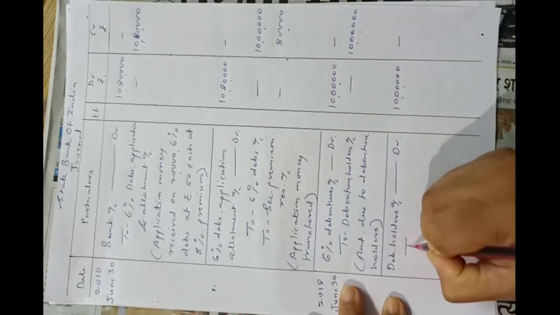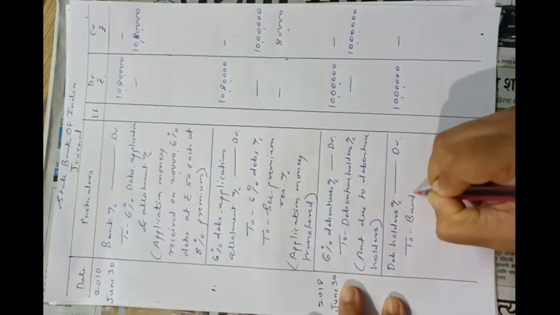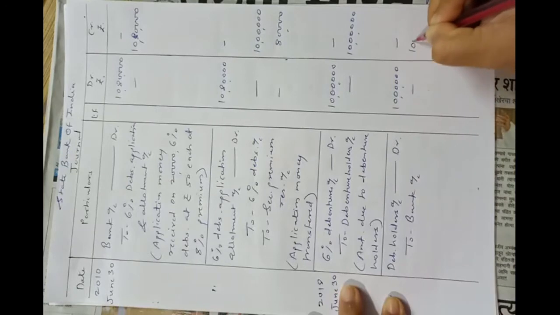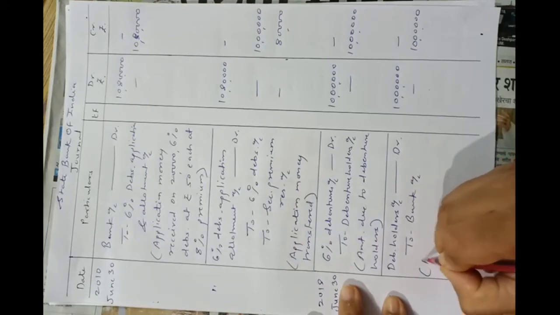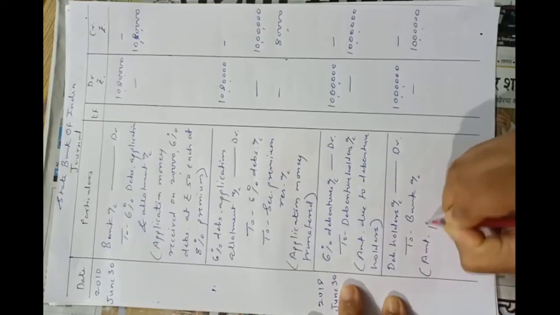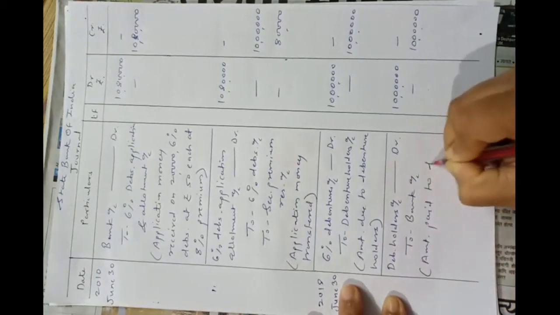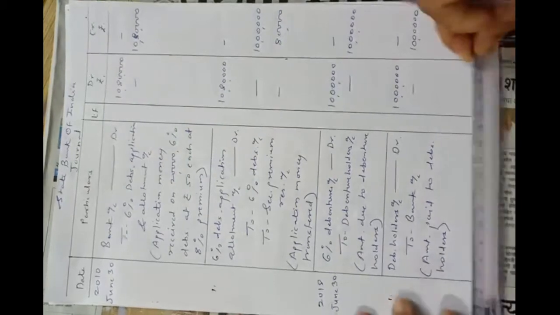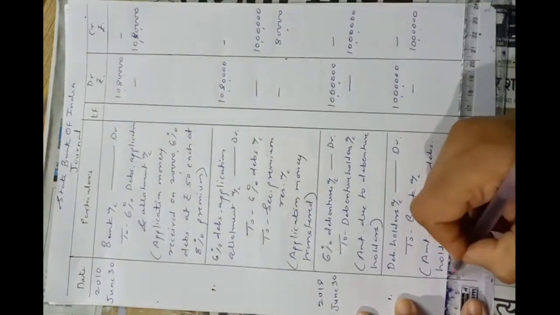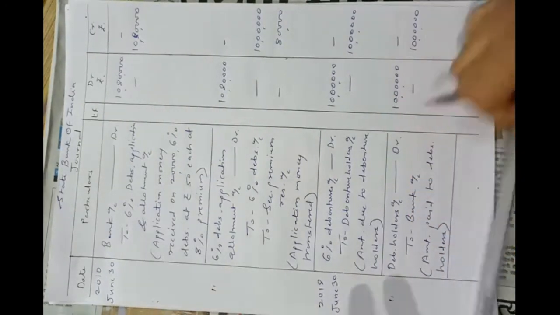₹10 lakhs to bank account, 10 lakhs. Amount paid to debenture holders on redemption or payment made to debenture holders. You can write any narration. So this will be the last entry of this problem.